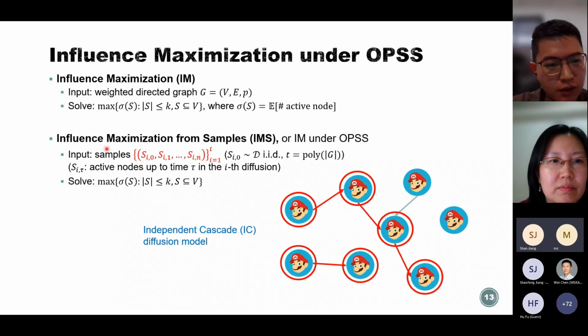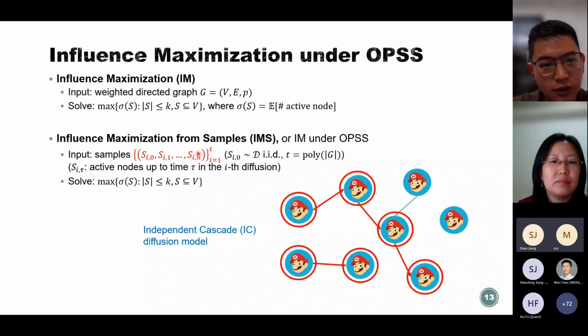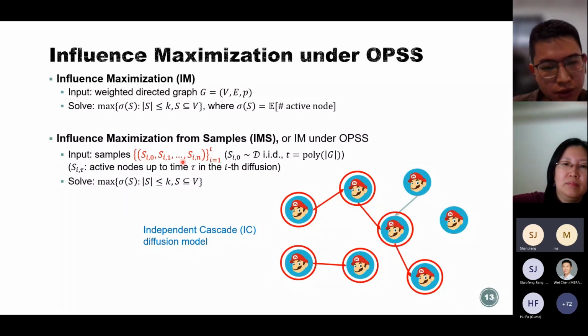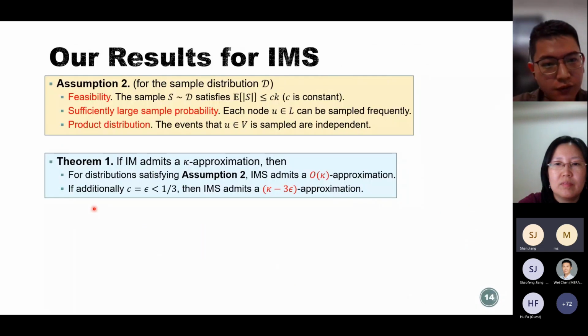So this is what the spread is. In influence maximization from samples, the input is a set of samples that encode the spread cascade. We need to use these samples to solve the problem. And we have the following results.